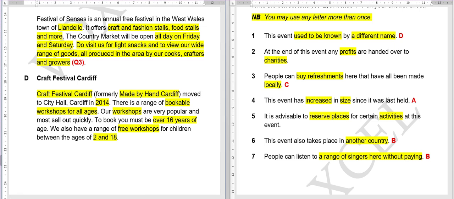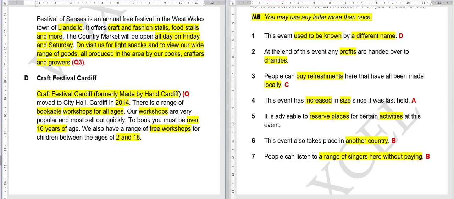Where it is written? Yes, Craft Festival Cardiff, formerly known as this particular festival. So the previous name was Made by Hand Cardiff. Now it is known as Craft Festival Cardiff. I hope it is clear. Let's read the other, profits and charities. Is there any mention of profits and charities? No. People can buy, we have done that. Refreshments, otherwise there is no mention of refreshments. Increasing in size, no mention of that, we have done already.